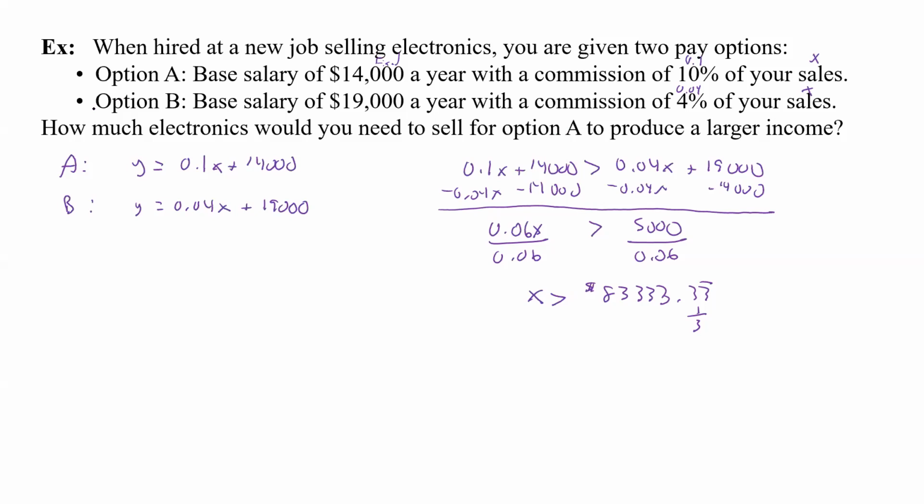If we sell less than that, then we should probably choose option B because that'll give us a bigger salary overall due to that fact we have that initial 19,000 and we're only getting the 0.04 commission. All right, so option A, we should write this out. Option A is better when we sell more than $83,333.33. Okay, so that's where that one would be a greater than. All right, let's see if we have another one.